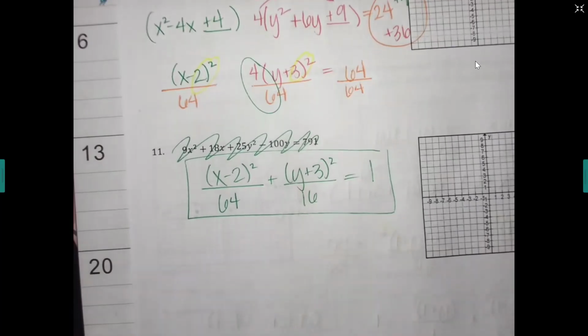In this case, which one's major? X or Y? X, because the bigger number. How long is its radius this way? Square root of 64 is 8. Up and down, what's the axis? 4, and that would be the minor. Make sense? Okay.